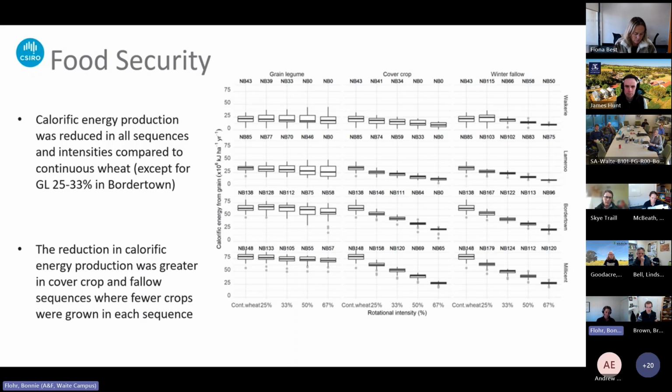So from a food security perspective, calorific energy production was reduced in all sequences and intensities compared to continuous wheat. And that was true for all sites except for a grain legume grown at 25 to 33%. So this reduction in calorific energy was greater in cover crops. So you can see how the box plots are decreasing as intensity increases for cover crops and for winter fallow.